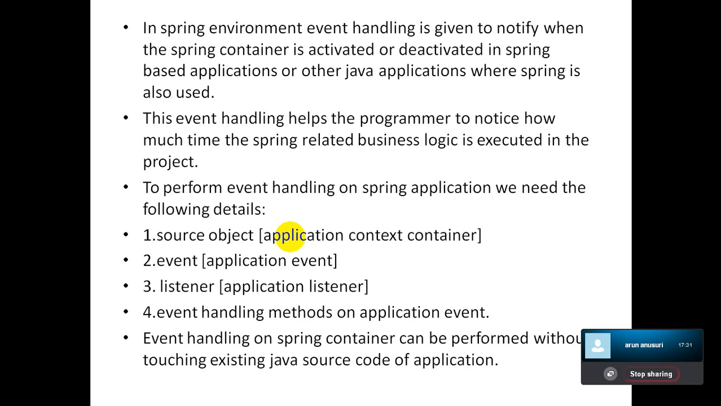So in short, we have to implement a listener interface. We'll get an event object. We'll have some methods that will be executed whenever the event occurs, and we'll have a source object which contains all of this information.